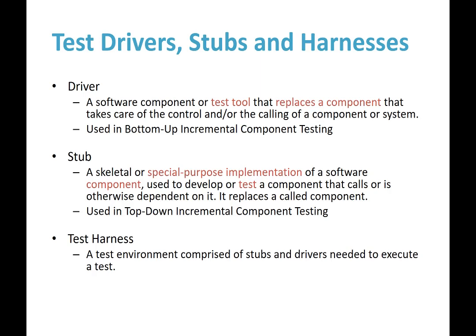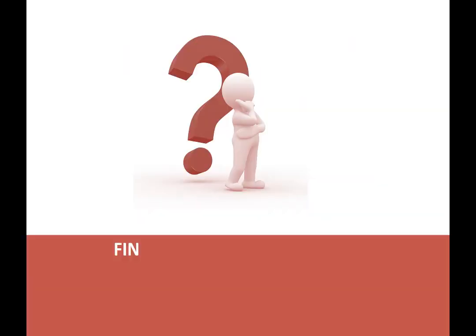The final one is a test harness. We'll use the test harness in integration testing for an entire system, and it literally just comprises both stubs and drivers as we need them to execute different tests. So that is component and system integration testing, folks. As I mentioned, we will be looking at a few of these techniques in more detail in later chapters.